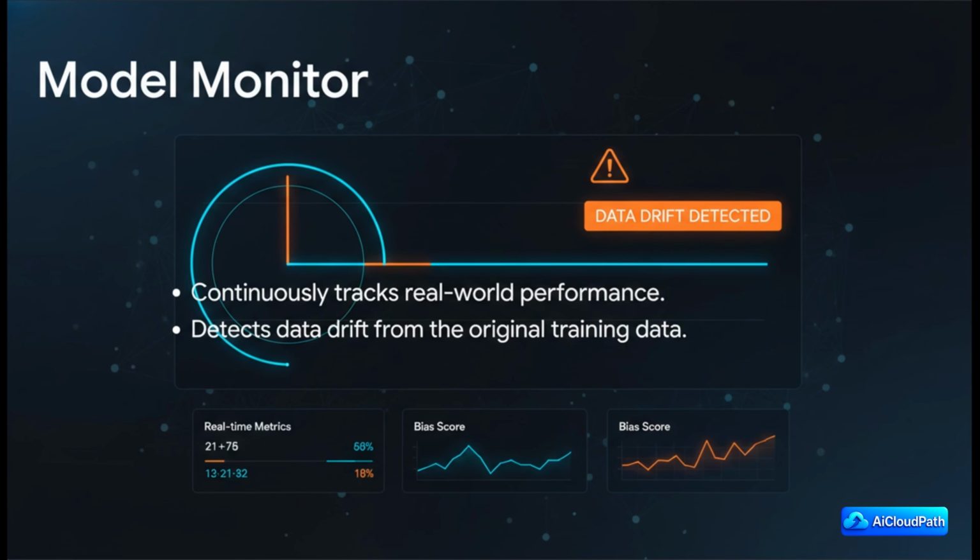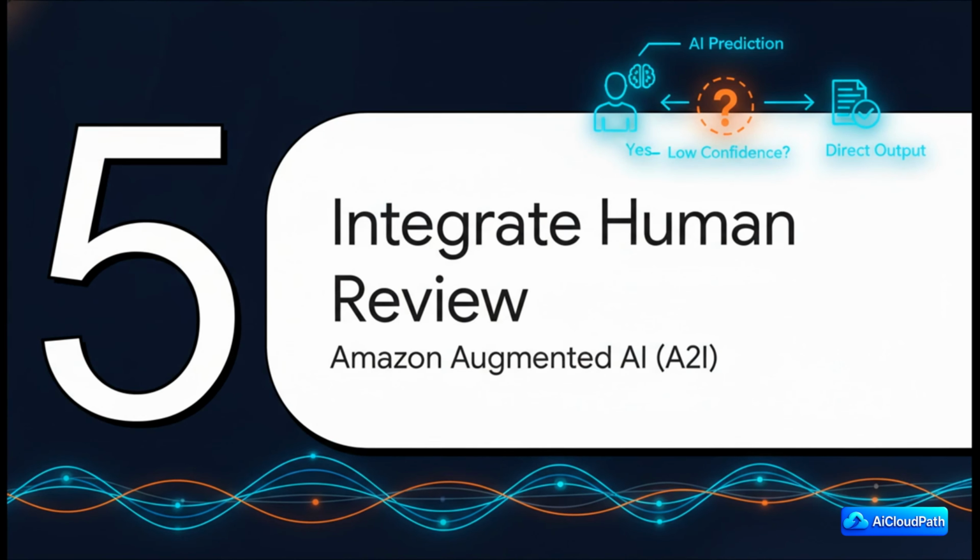Okay, but what happens when your model is out there doing its thing and it comes across something tricky? You know, a case where it's just not very confident in its answer. You can't just have it take a wild guess, especially if the stakes are high. You need to phone a friend, right? You need a human in the loop. And that is exactly what Amazon Augmented AI, or A2I, is for.